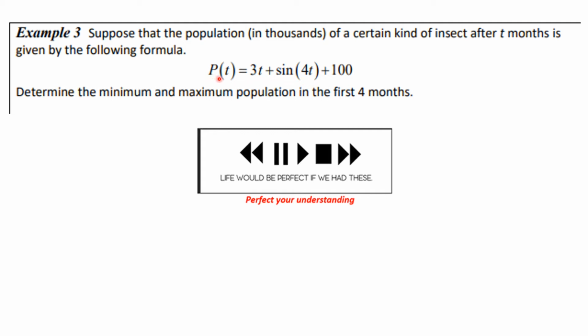So this is the equation for p of t, the population in thousands, and we want to determine the minimum and maximum population in the first 4 months. So we're going from 0 to 4 is what t is going to go. You know what to do and when to do it, and you will need a calculator on this one. Let's see how you did.